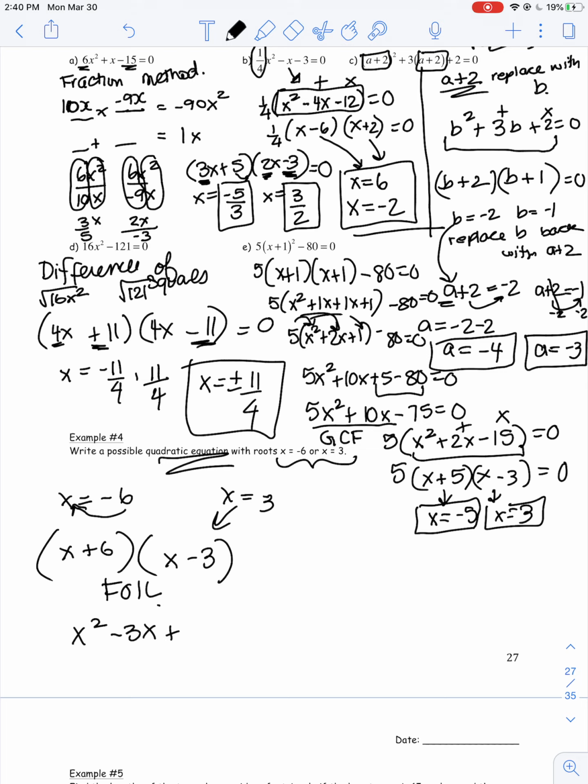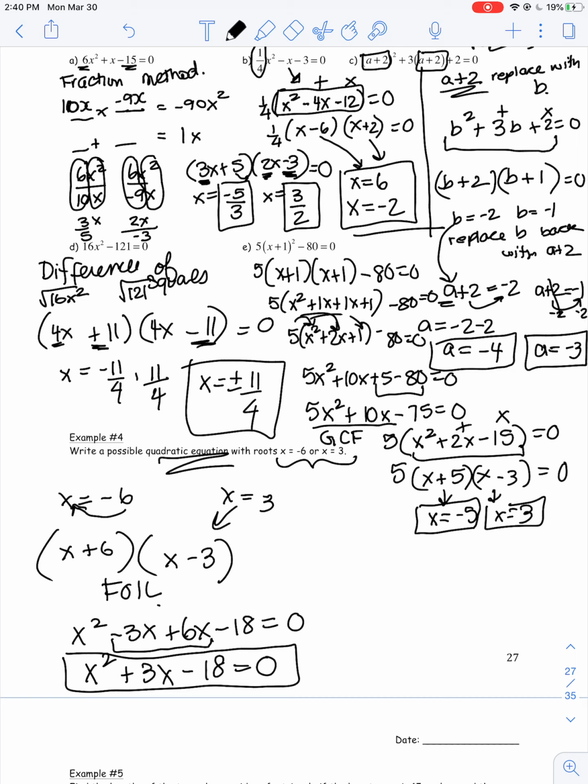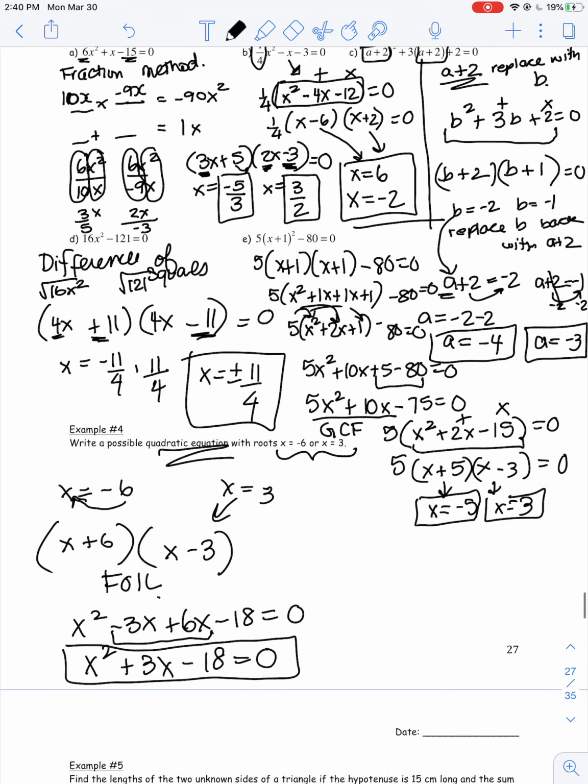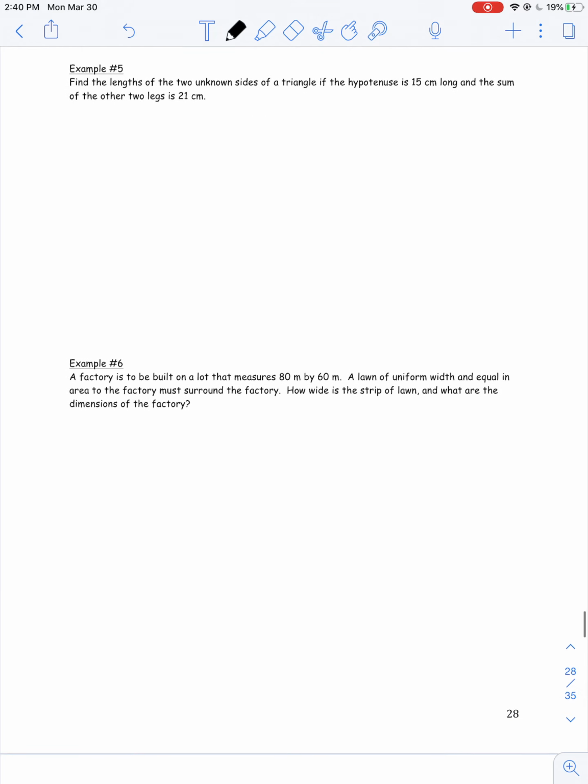So that will be x squared. First, outside would be -3x, inside +6x, and last would be -18 equaling 0. X squared, we want to combine our like terms, so it's going to be +3x minus 18, and that's equal to 0. So this is our quadratic equation that matches our solutions.